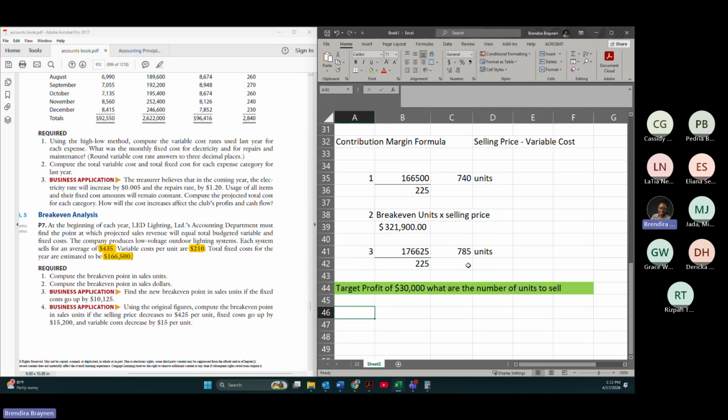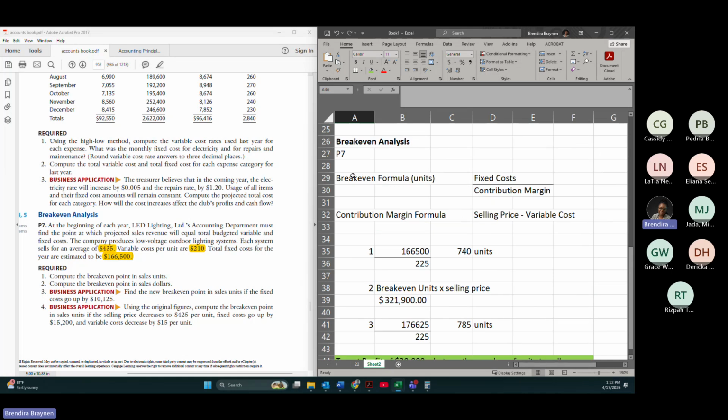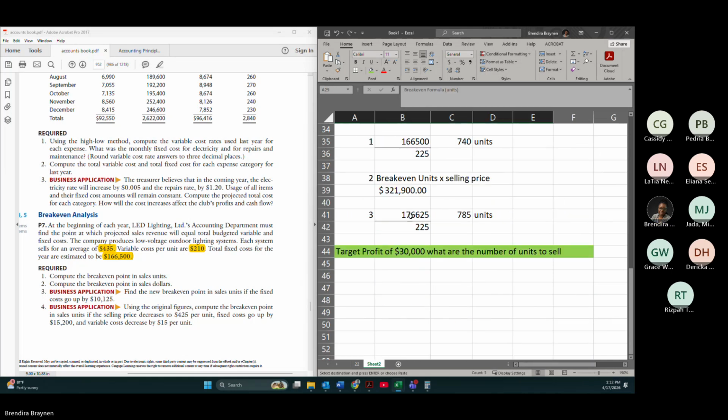And so to answer that question, it's a similar formula. So I'll copy this down, but this is going to be target units. So the target units formula is going to be fixed costs plus the targeted income, and divided by the contribution margin. So that's the only thing that changes.